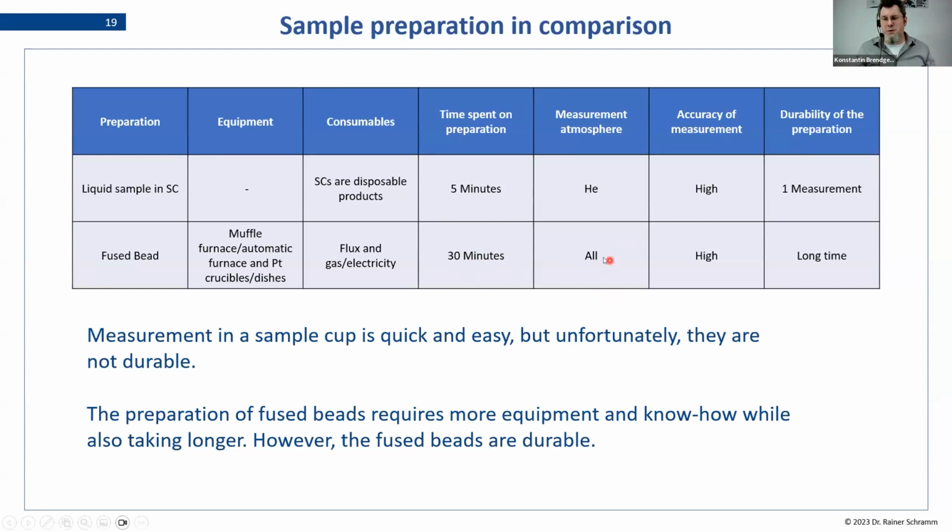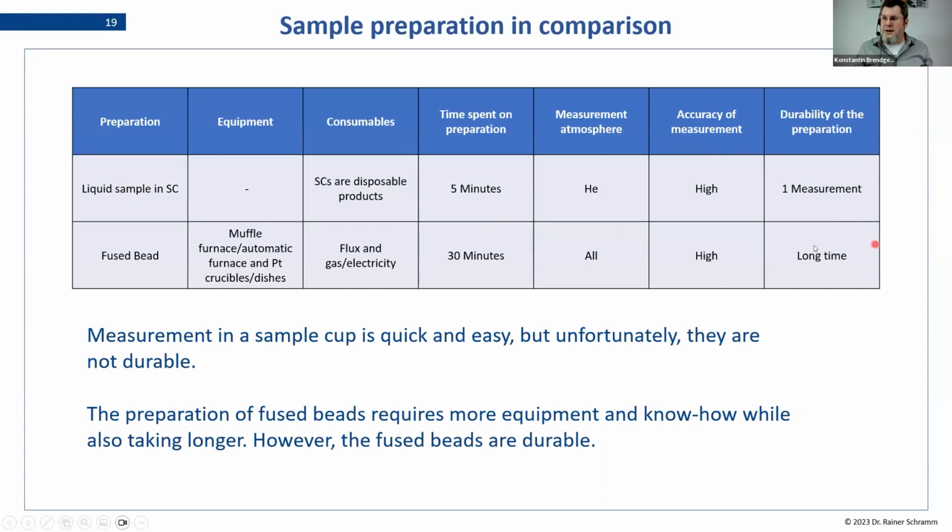So measurement: since fused beads are a solid sample, you can basically measure them in all atmospheres you like. For our transfer sets, we'll of course use helium here to simulate the oil again. But I think that is clear. If you want to do the transfer, you analyze in the same atmosphere. You just use the same measurement program and the same environment, basically. Accuracy of the measurement is comparable. Again, a fused bead done well is also a very nice homogeneous sample, so no problems there.